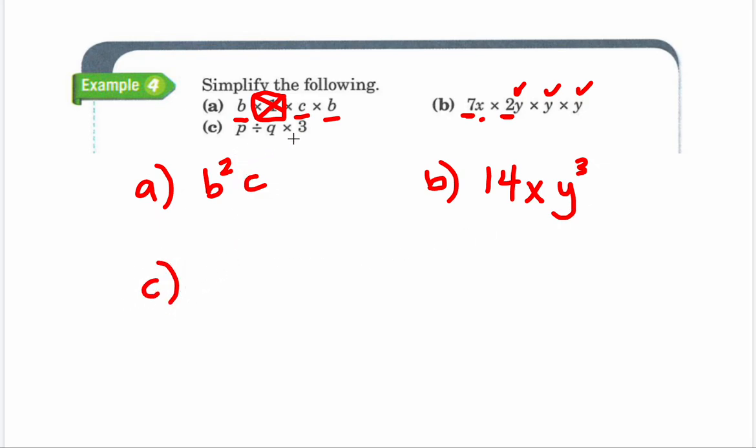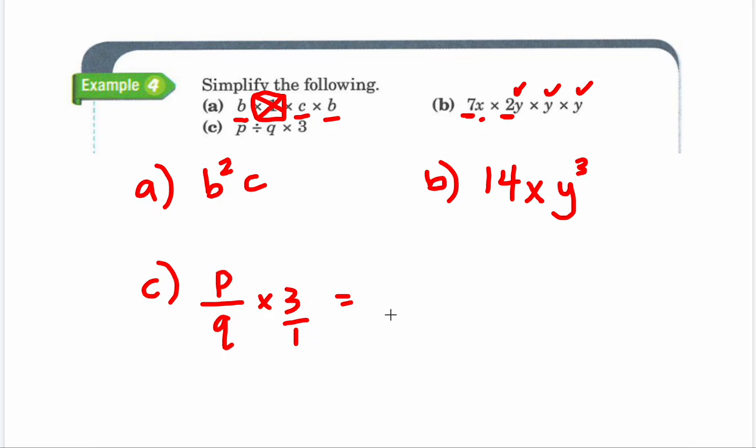Last one, p divided by q times 3. Okay, so p divided by q, I know from what we just talked about that I can rewrite it as a fraction bar. P over q, that means the same thing. And then times 3. Ugh, I really don't like that multiplied by 3 because that looks like an x as a variable. So remember, any whole number really is over 1, right? Because this is like 3 ones. It doesn't change the number.